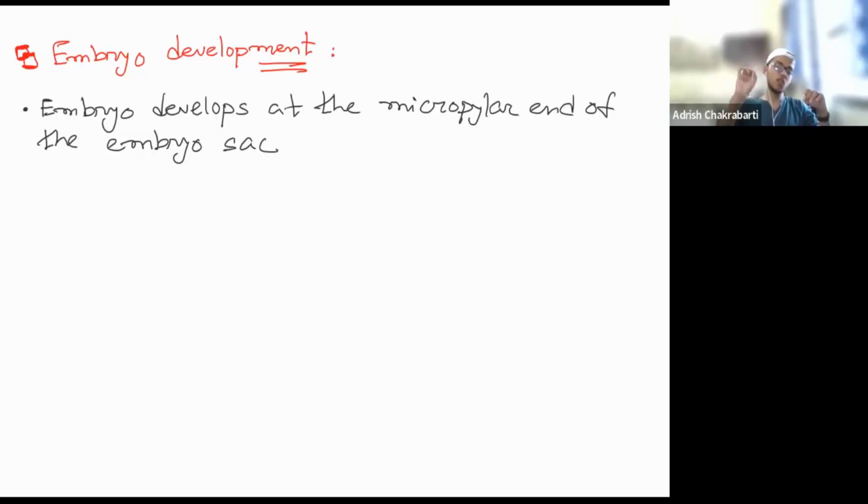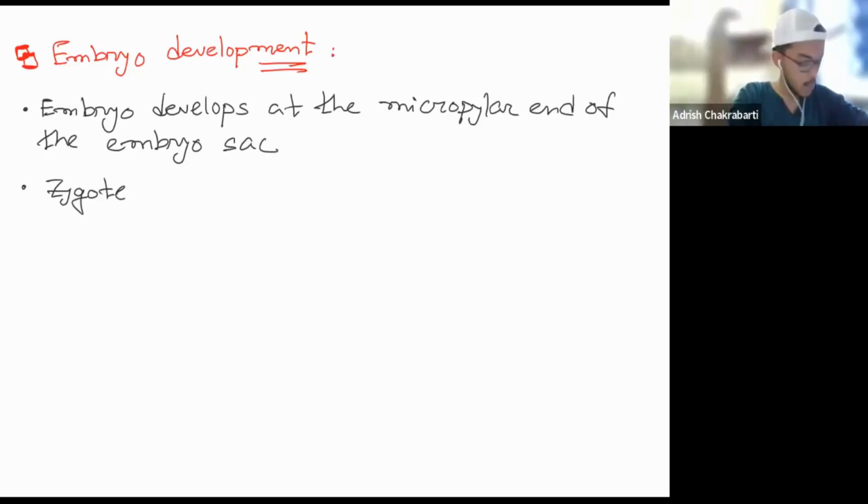This particular structure is present towards the micropylar end. This particular event happens at the micropylar end. Okay, so the embryo development occurs at the micropylar end. I had already mentioned the fact that endosperm formation occurs before embryogenesis. So after a bit of endosperm is formed, only then does the zygote start forming the embryo. Unless you have the resources to provide to the developing embryo, there's no point in starting the division. So first we have endosperm development, then we have embryo development.